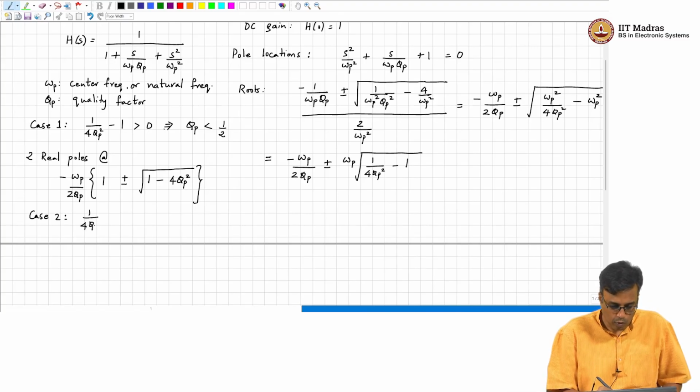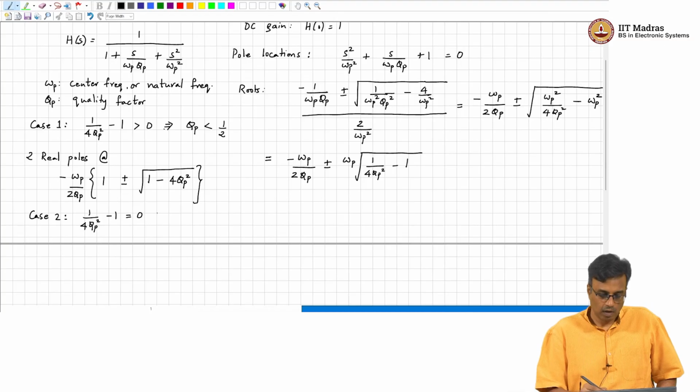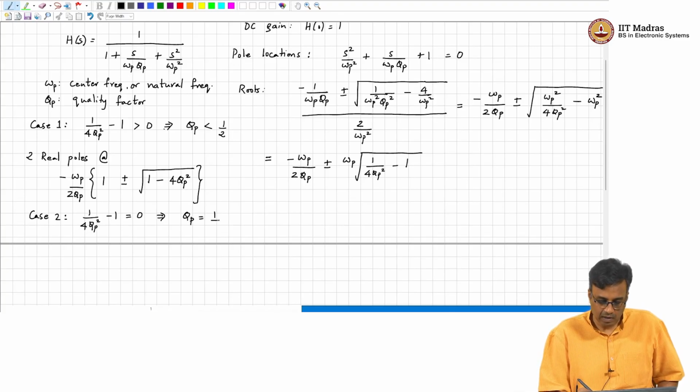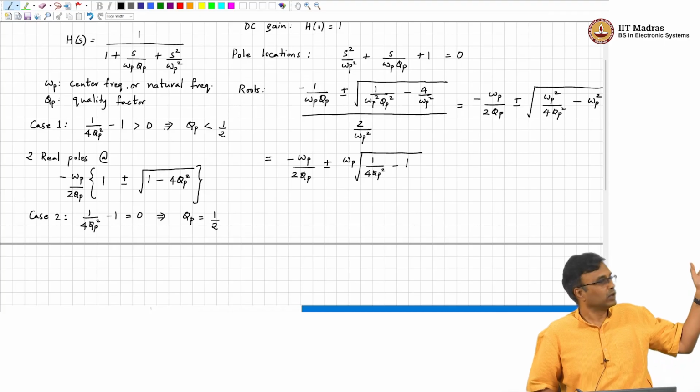Case 2, 1 over 4 Q p squared minus 1 equals 0. Then this corresponds to Q p exactly half. Then what are they? Where are the poles located? How many poles do we have? You have a second order denominator. How many roots will be there?